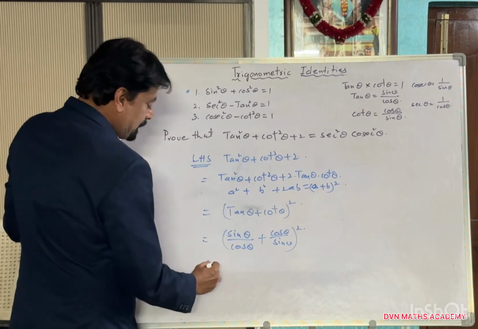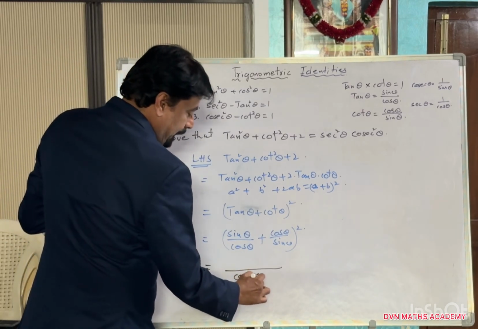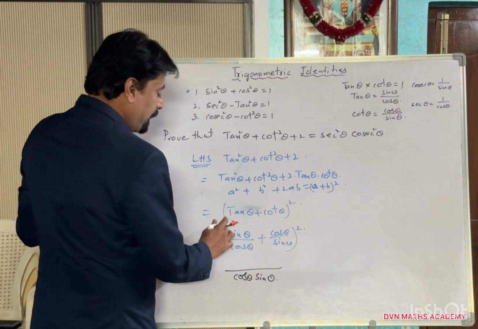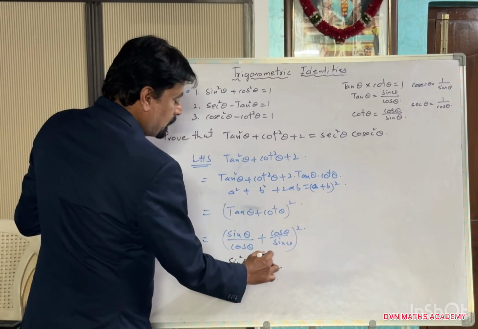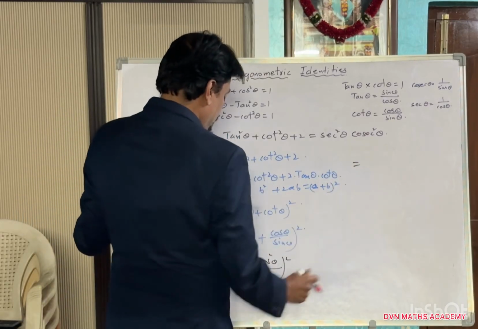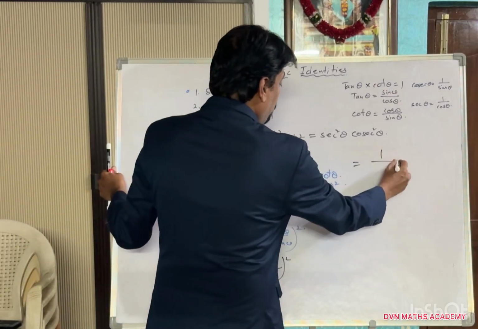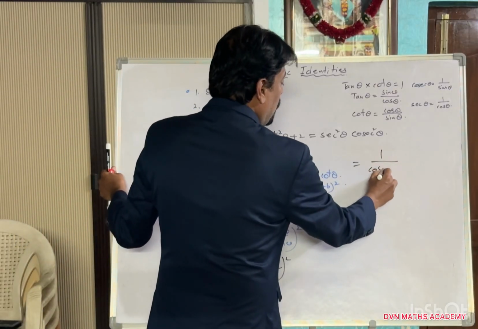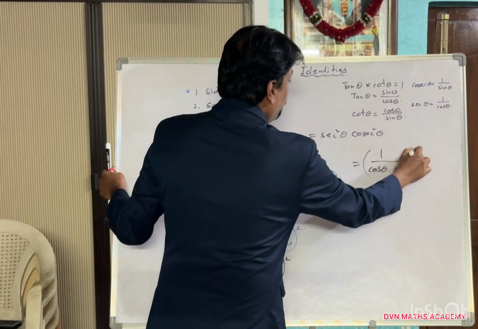Then the next step is, what is the LCM? Cos theta sin theta, by crossing, sin square theta plus cos square theta whole square. In the next step, you know that sin square theta plus cos square theta is equal to 1. This is 1 by cos theta into sin theta whole square.